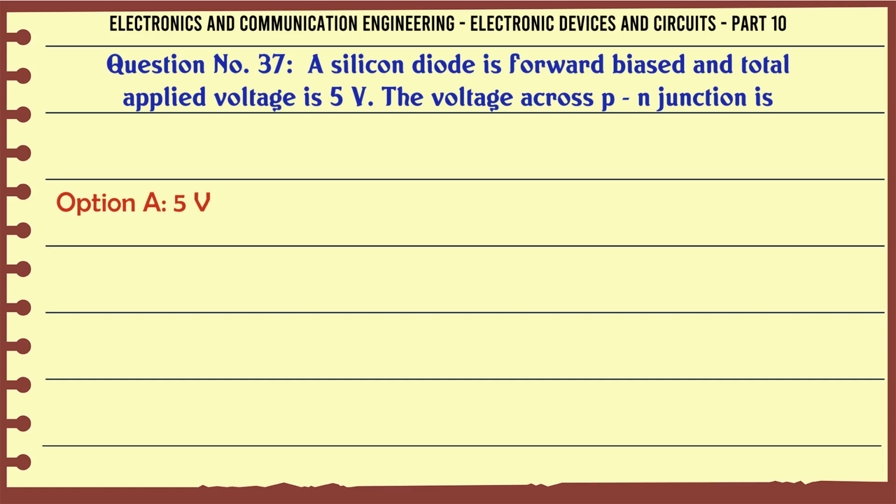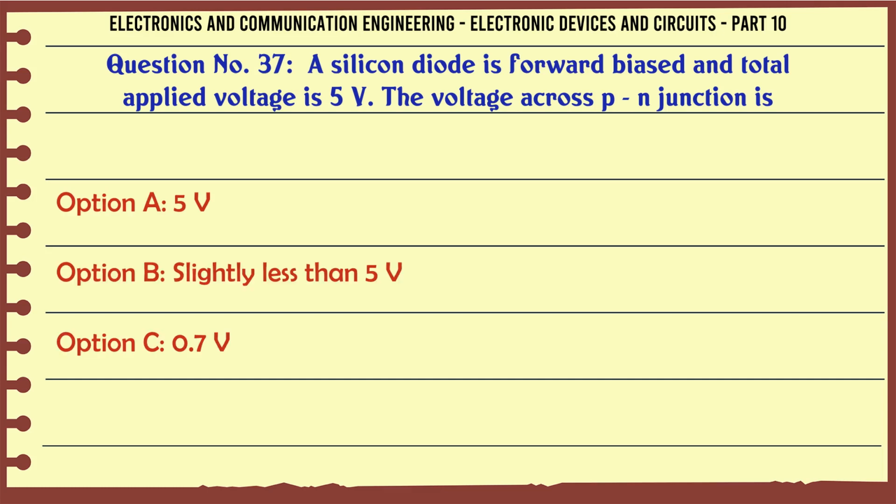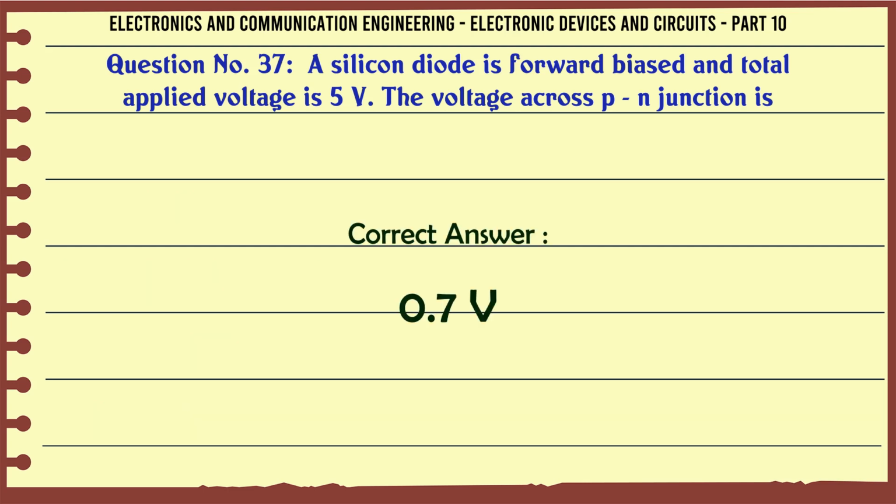A silicon diode is forward biased and the total applied voltage is 5 V. The voltage across the P-N junction is A. 5 V. B. Slightly less than 5 V. C. 0.7 V. D. 0. The correct answer is 0.7 V.